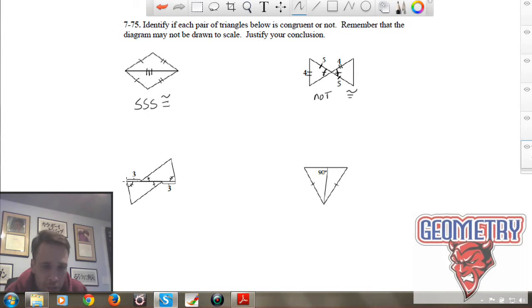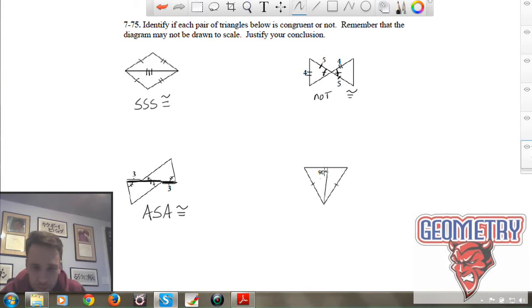The overhanging part here is 3, which is the same as the overhanging part here, which is 3. And the part that is shared has to be the same because it's a shared side, reflexive property. So this portion plus 3 for the triangle on the bottom is the same as the same portion plus 3 for the triangle on top. So I'd say this is an example of an angle side angle congruency.